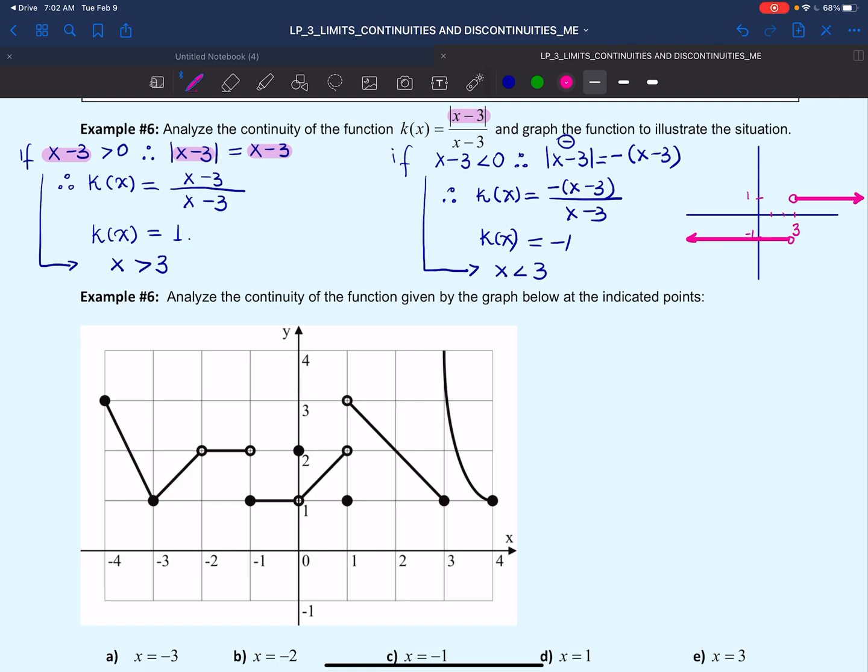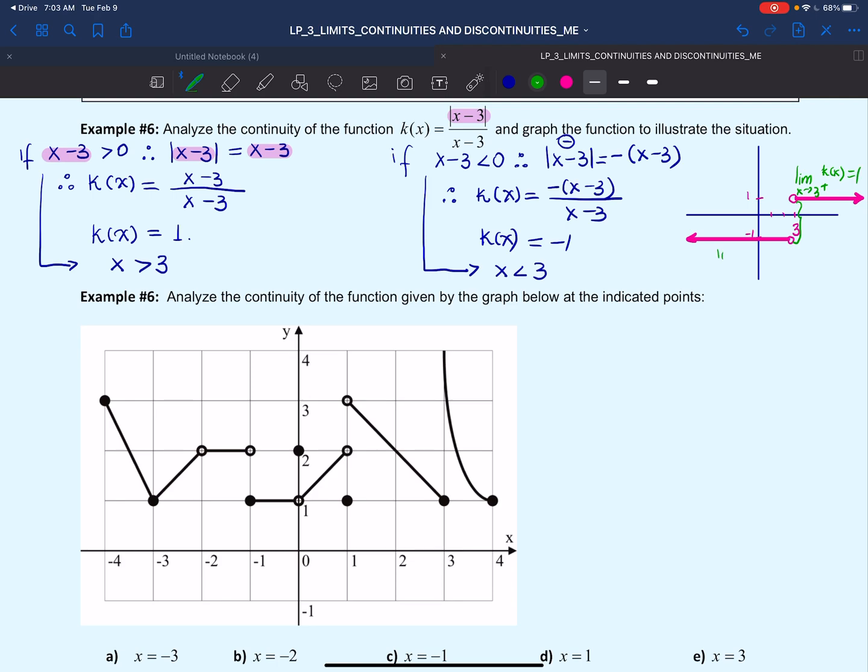So if you were to find the limit of the function at 3, it seems that there is a discontinuity at 3, and the type of discontinuity we observe here is a jump discontinuity. And if we were to find the value of the limit, the limit as x approaches 3 from the right would equal positive 1.